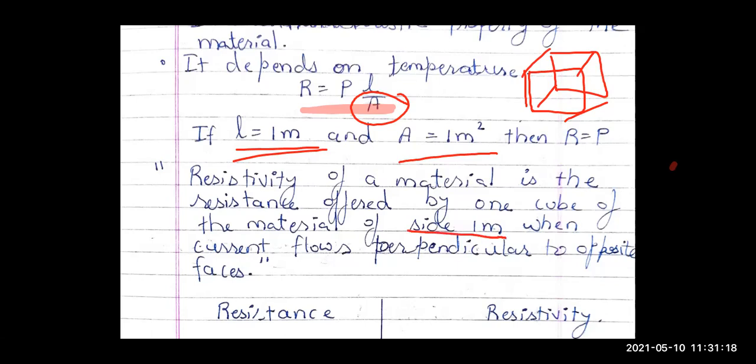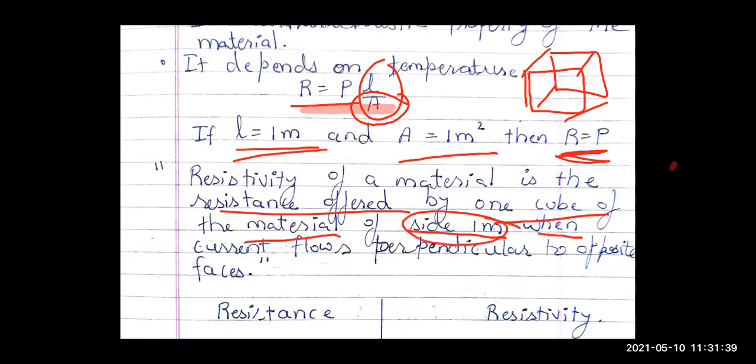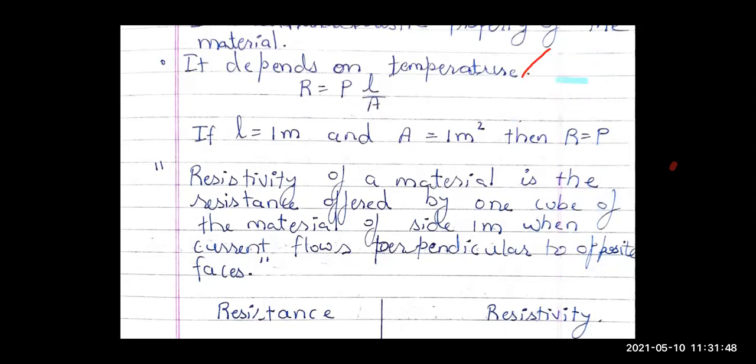So resistivity will be equal to, if I put 1 here, R will be equal to P, that is, resistance is equal to resistivity, right? So the resistivity of a material is equal to the resistance of a cube of material of side 1 meter when current is flowing perpendicularly to the opposite faces. Okay, beta. So this is your resistivity definition.